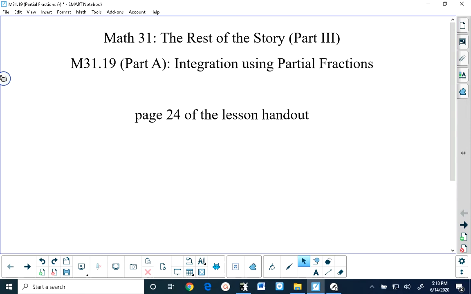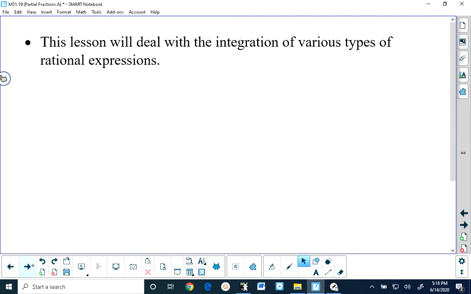What we're going to be doing this week is learning how to integrate using something called partial fractions. And this lesson can be found on page 24 of your lesson handout. So what partial fractions involves is the integration of rational expressions. Depending on the structure of the rational expression, the exact steps involved in using partial fractions varies.